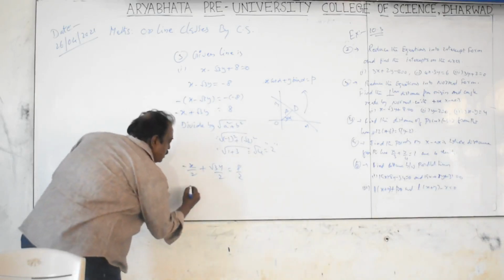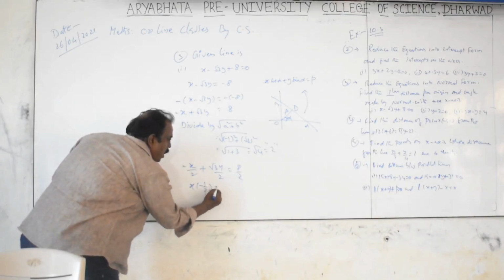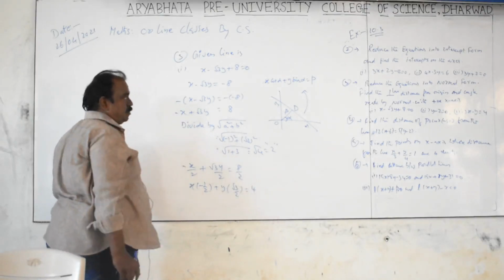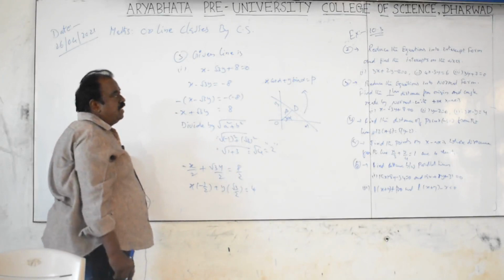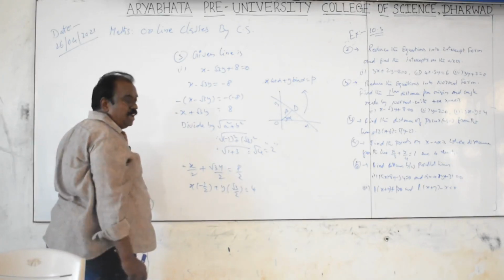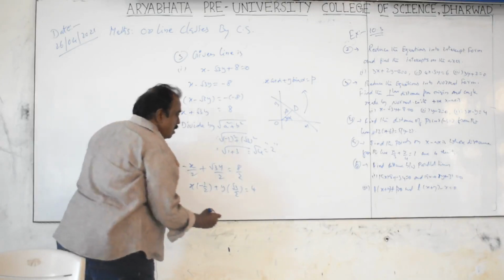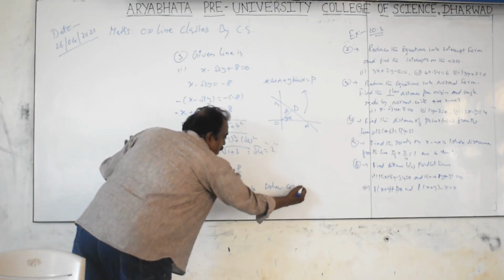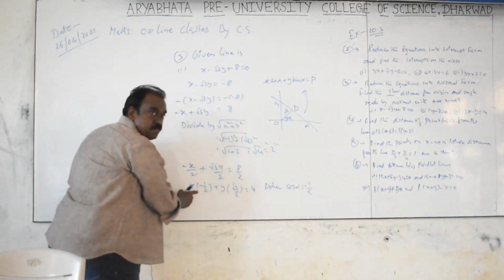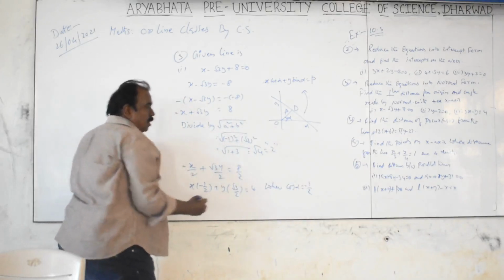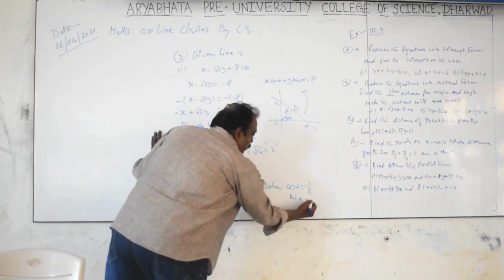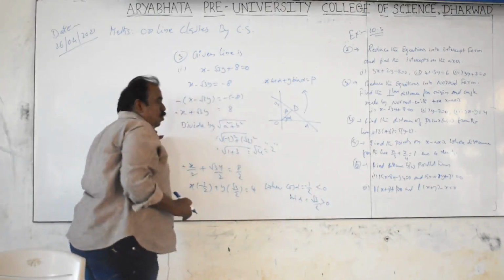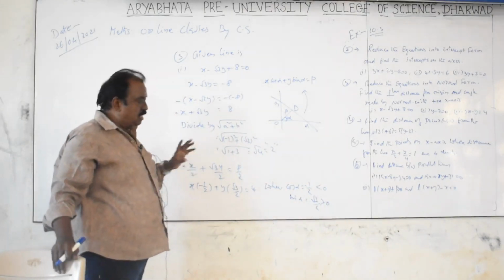Here you see, it is x into minus 1 by 2, and y into root 3 by 2. It is 4. It is in the form of x cos alpha plus y sin alpha is equal to 4. Here also you see, cos alpha is equal to minus 1 by 2, and sin alpha is equal to root 3 by 2. It is negative, it is positive. So cos is negative, sin is positive.